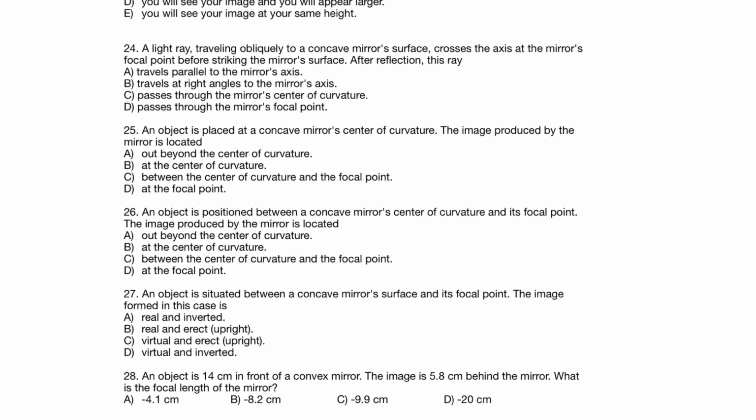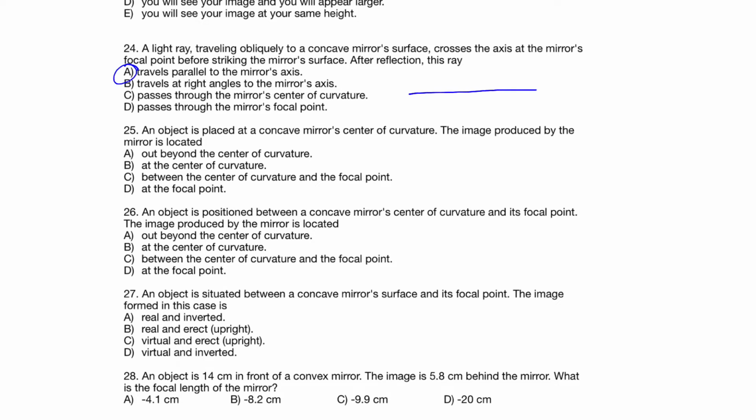Next, for number 24, a light ray traveling obliquely to a concave mirror surface crosses the axis at the mirror's focal point before striking the mirror surface. After reflection, this ray, so for here, this is the principle number 2 for number 24, that would be traveling parallel to the mirror's axis.